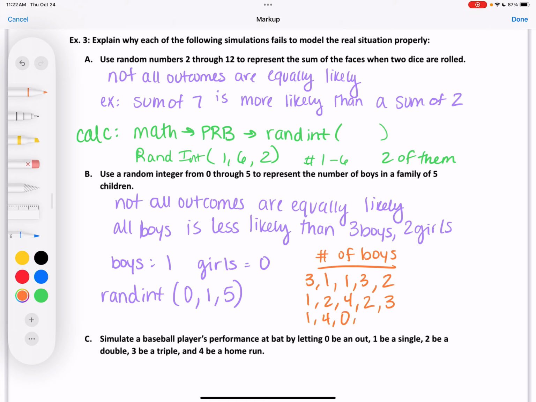I got 3. Oh, I got all 5. I got 3. I got 3. 2. 3. 4.